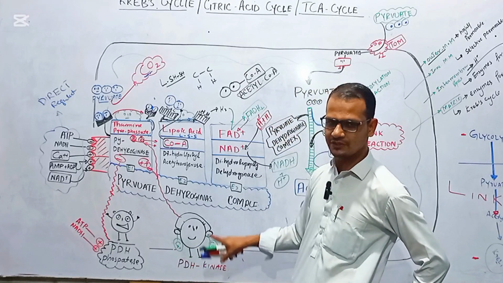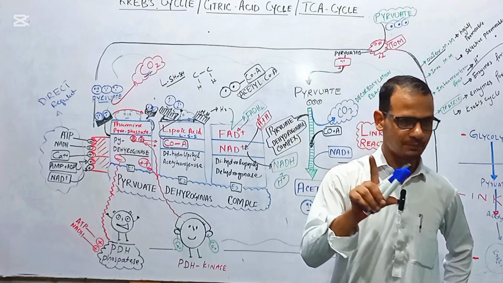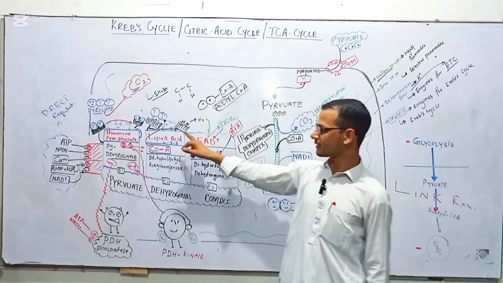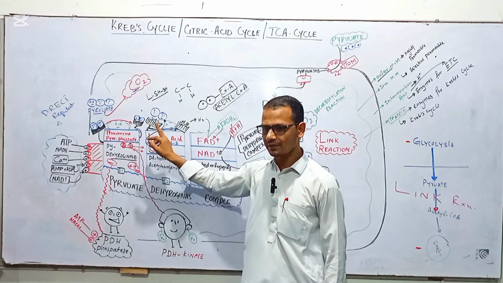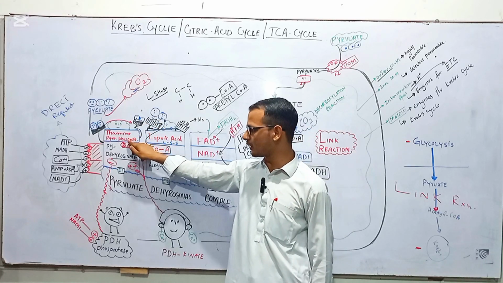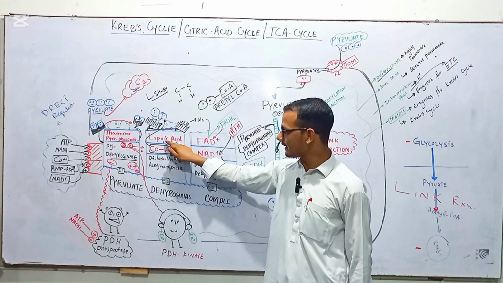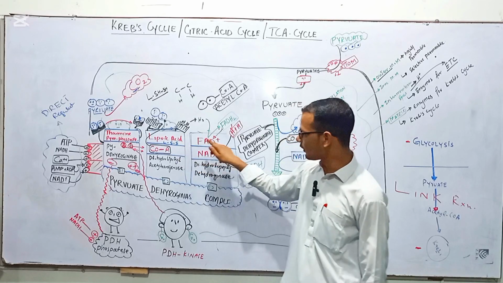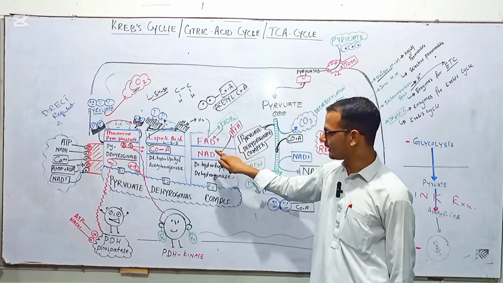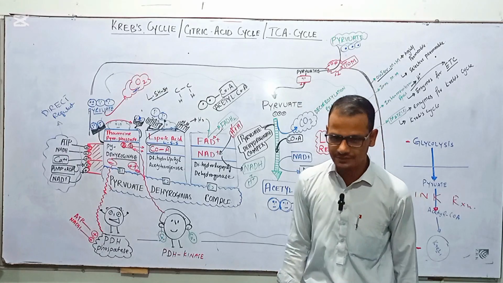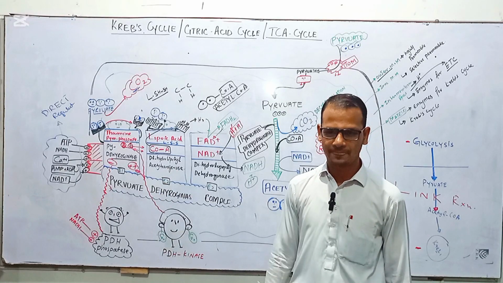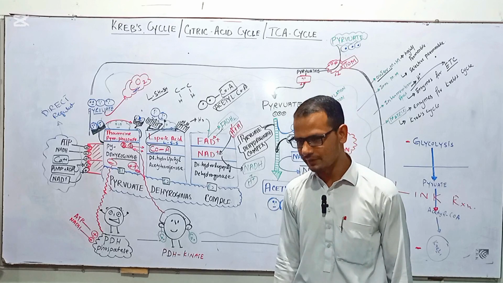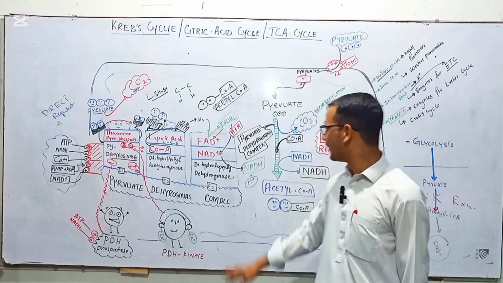There are 5 components of the pyruvate dehydrogenase complex, and there are 5 coenzymes in this complex. One is thiamine pyrophosphate, the second is lipoic acid, the third is coenzyme A, the fourth is FAD, and the fifth is NAD plus. This is the whole story of the pyruvate dehydrogenase complex enzyme, right?